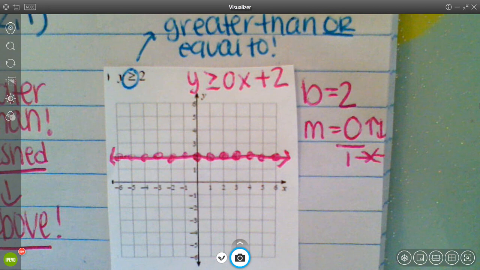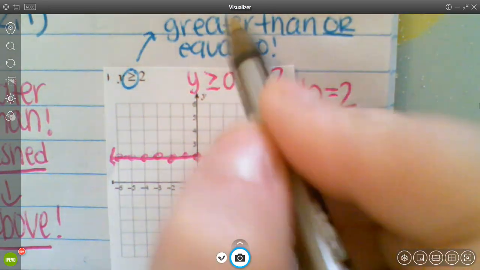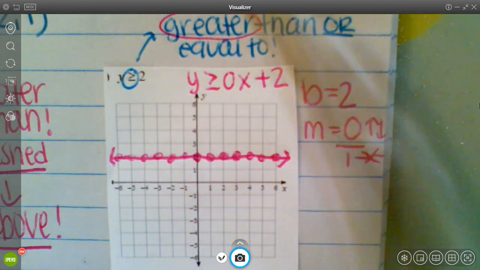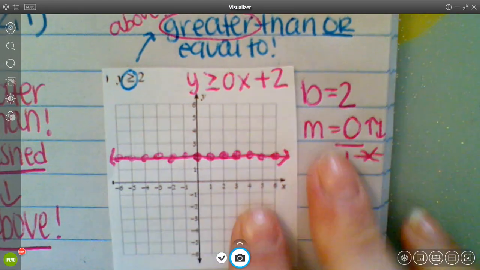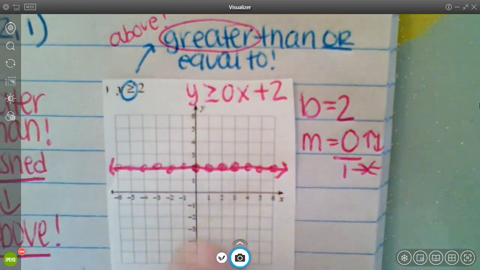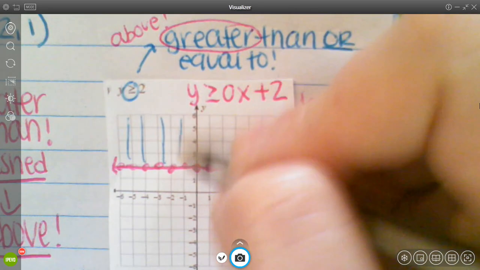And then the last part is step 4, shade above or below. Well, if I'm greater, I'm going to shade everything above because I'm greater. Well, where's above on this guy? Well, here's up, here's down, right? So everything above.